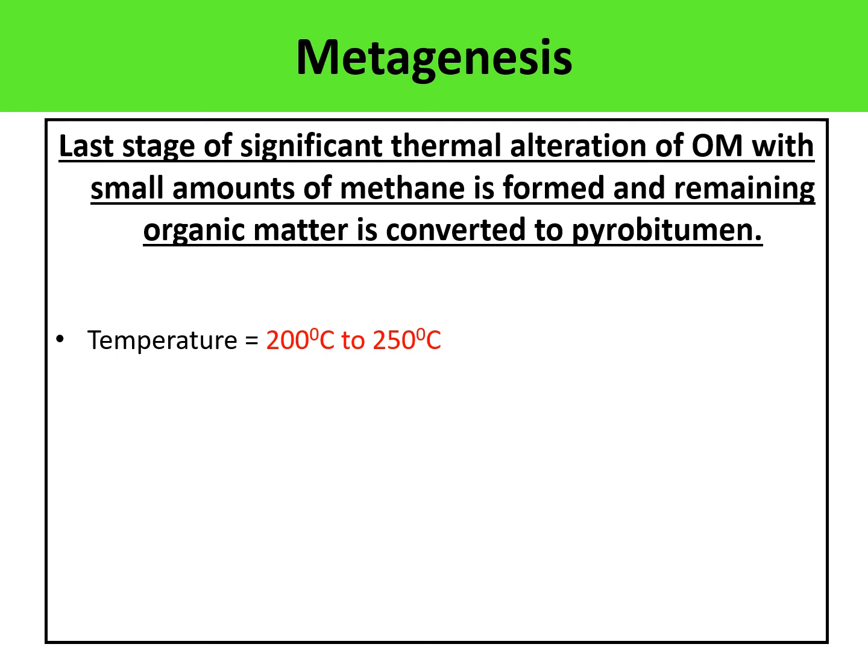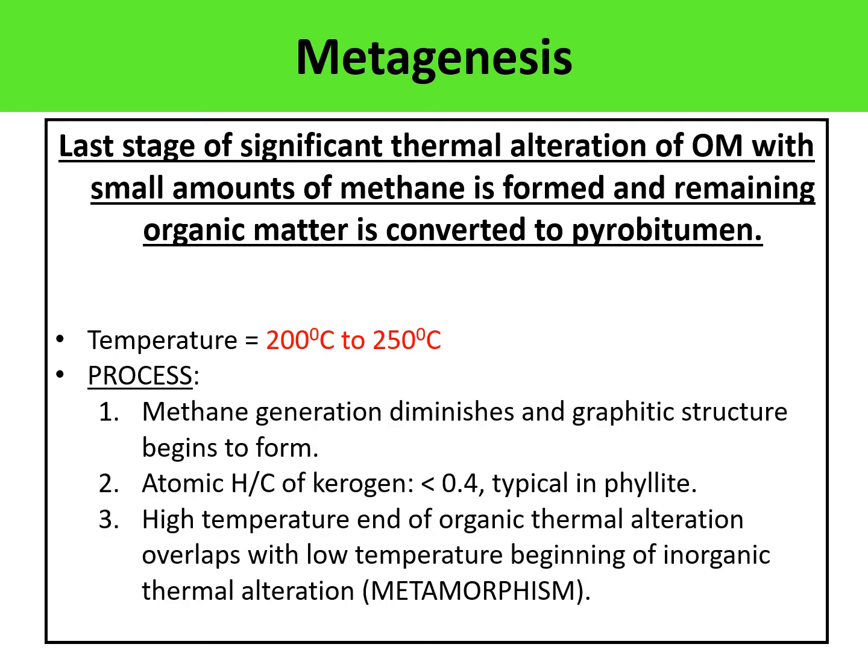So what happens in this stage? There are processes involved. First, methane generation diminishes and graphitic structure begins to form. And then the atomic hydrogen to carbon ratio will become lesser, that is less than 0.4, right? And it also involves a high temperature process, which is actually the beginning of the metamorphism stage.